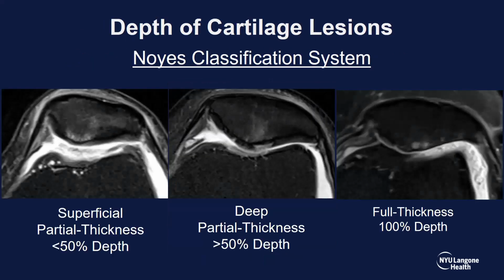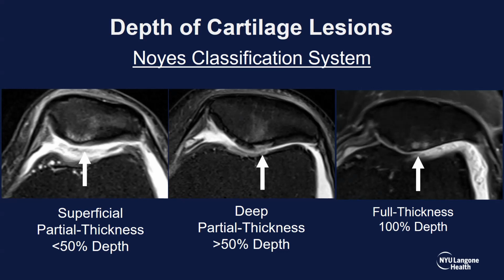When describing a cartilage lesion in your dictated reports, I think it is very important to describe the exact depth of the cartilage lesion. I use the Outerbridge classification system for this purpose, in which a superficial partial thickness cartilage lesion is less than 50% of the total depth of the cartilage. A deep partial thickness cartilage lesion is greater than 50% of the total depth of the cartilage. And a full thickness cartilage lesion is 100% of the total depth of the cartilage.